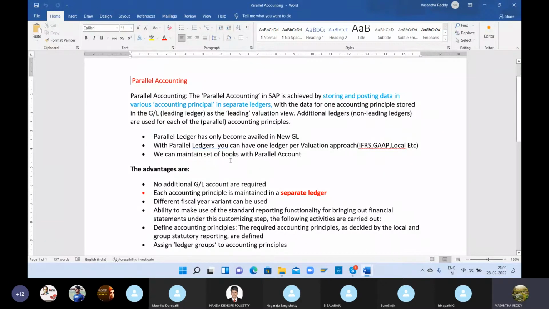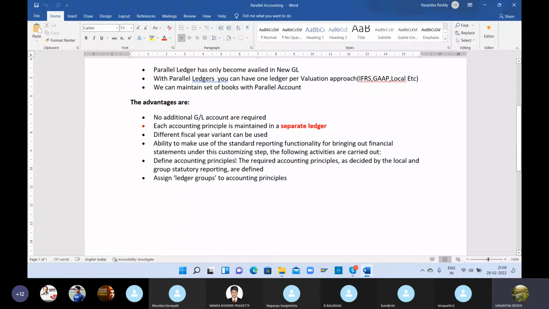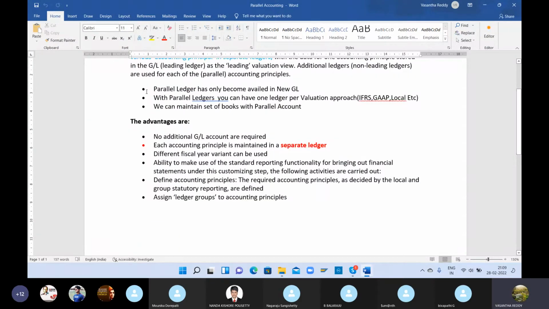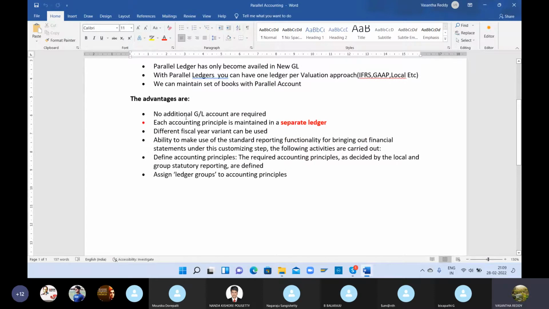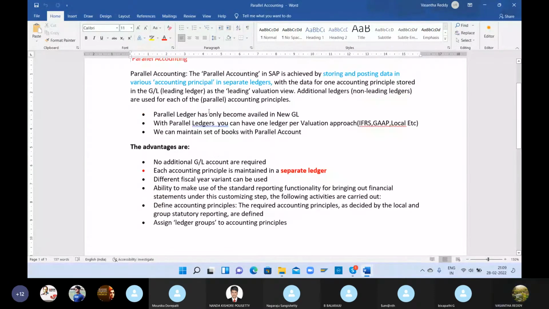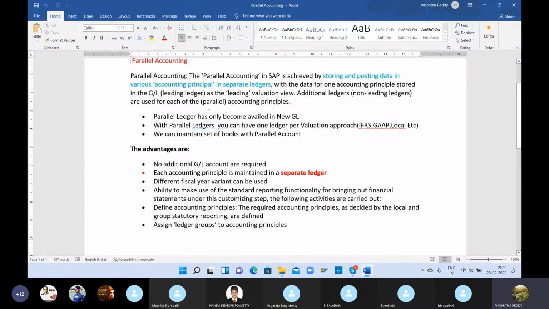One of the advantages of parallel accounting is that no additional GL accounts are required. Each accounting principle is maintained in a separate ledger. After that, different fiscal year variants can be used. In parallel accounting in the SAP system, separate fiscal year variants are mostly used.